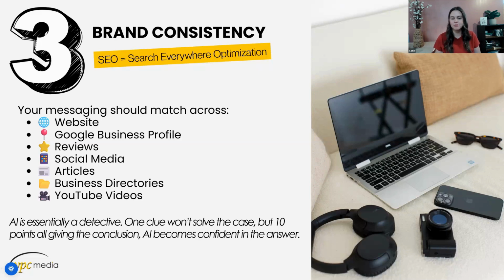And to put it into some other terms, AI is essentially a detective. So one clue, one spot isn't going to solve it. If 10 points are all going to that conclusion, it's going to become more confident in its answer, and it's really going to give the most confident answer it can back to that search.